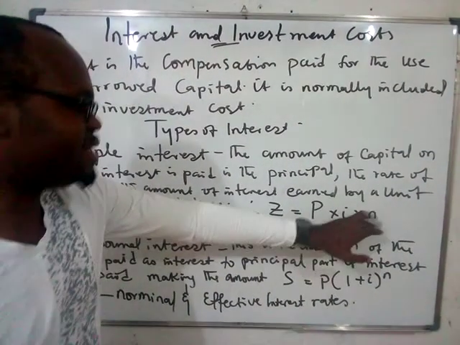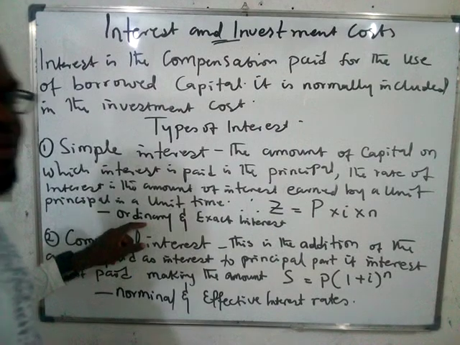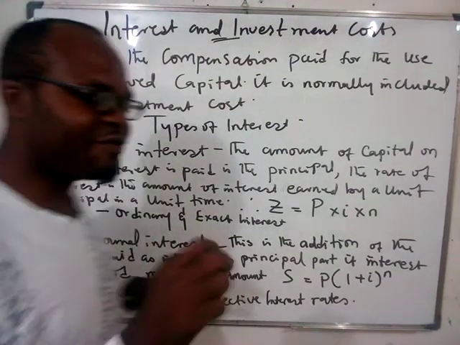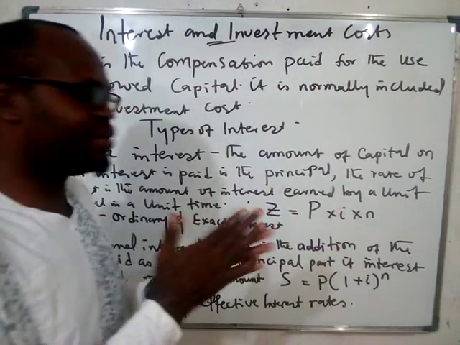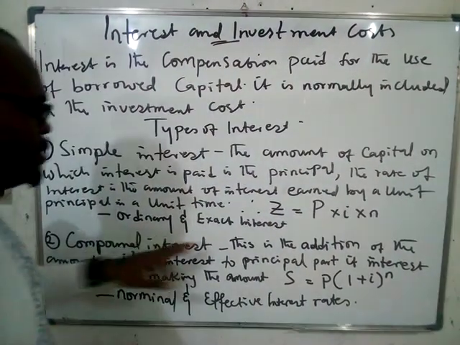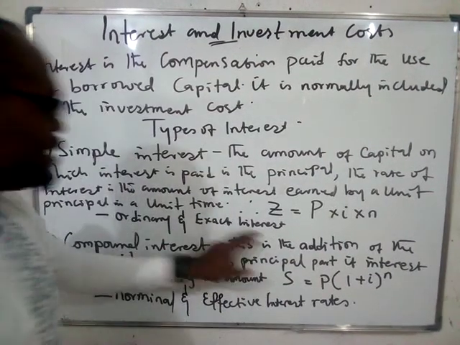But if this period is less than a year, we call it ordinary. So if it is fractions of a year, and you're using 360 as the total number of days in a year, call it ordinary. But if you're using 365, call it exact.